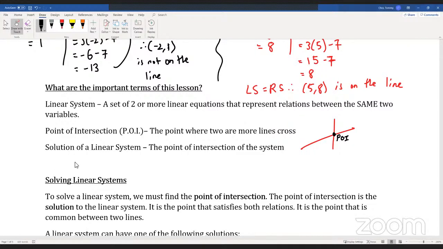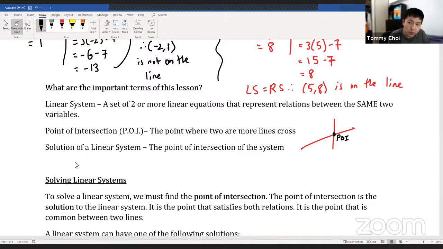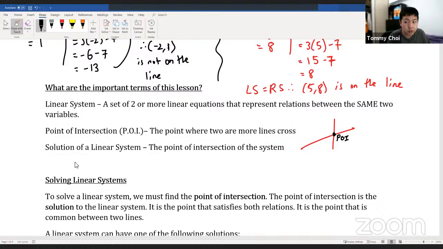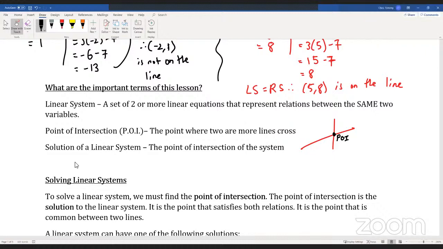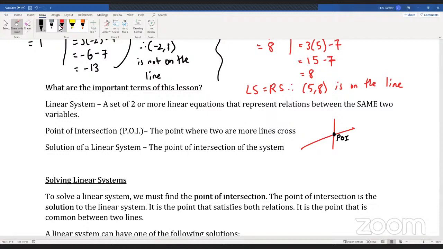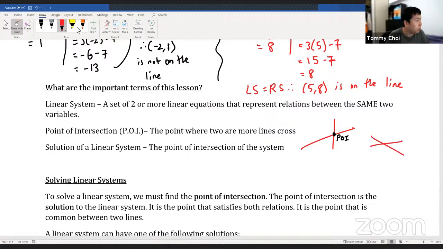Isn't perpendicular the same thing? Perpendicular means that they cross at 90 degrees. Yes, but the point of intersection is specifically just talking about the point. It doesn't matter if the lines are perpendicular or not, wherever they meet is called the point of intersection. So it's a little different. And the last thing here: the solution to a linear system is the point of intersection of the system.